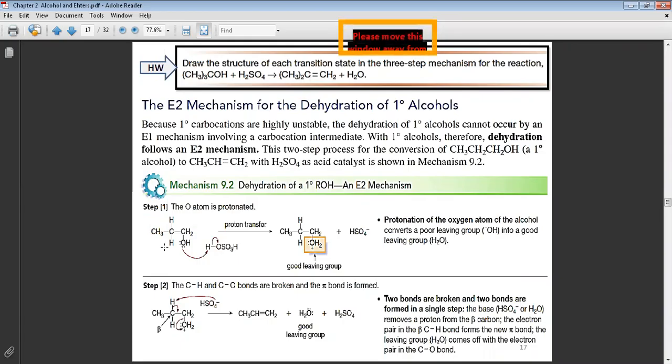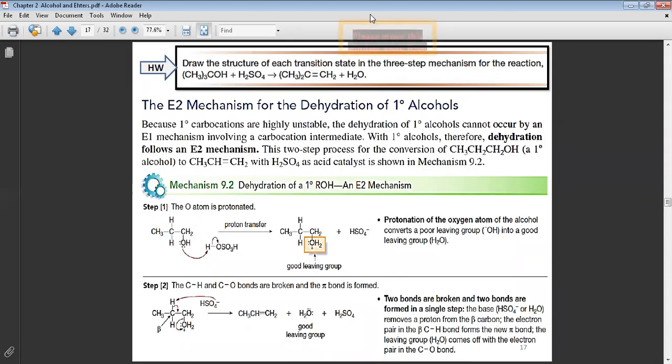Primary carbocation. Is primary carbocation stable or not? Not stable. So should it be the E1 mechanism? No. E2. We need the E2 mechanism. Okay, E2 mechanism. I will explain this for you, until you know the difference between E1 and E2.